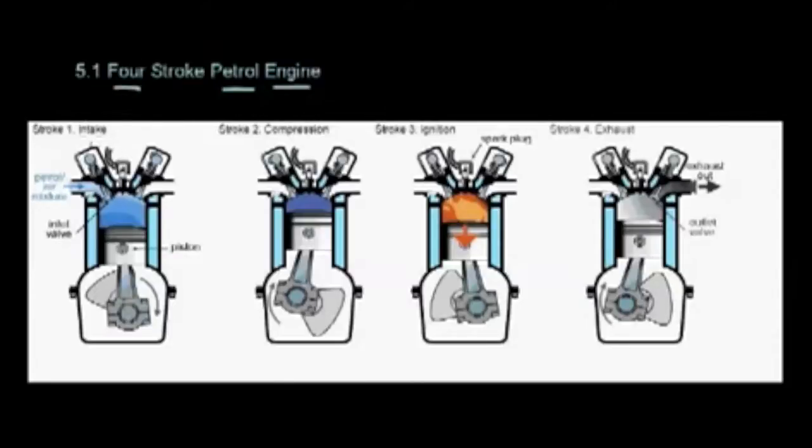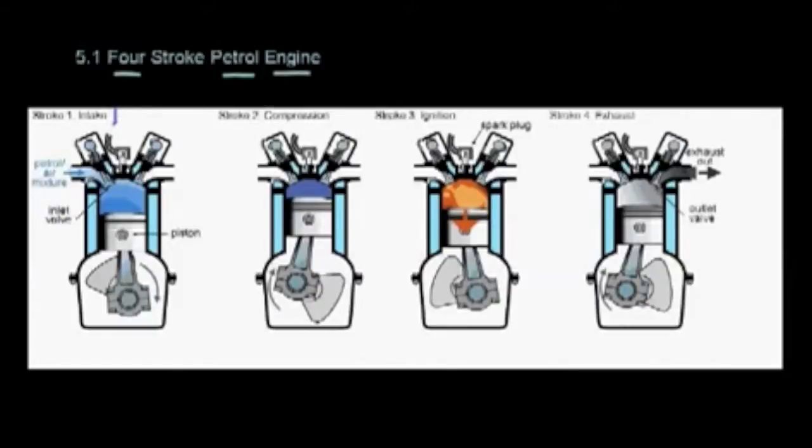We call it stroke 1, stroke 2, stroke 3, stroke 4. Or we can also call the first stroke as intake stroke. According to our syllabus, this is known as induction stroke. Now, followed by the second stroke, which we call compression stroke. The third stroke is known as ignition stroke, or what we call power stroke. And the fourth one is the exhaust stroke. So we have 4 strokes, induction stroke, compression stroke, power stroke, as well as exhaust stroke.